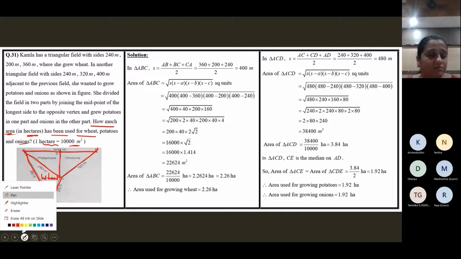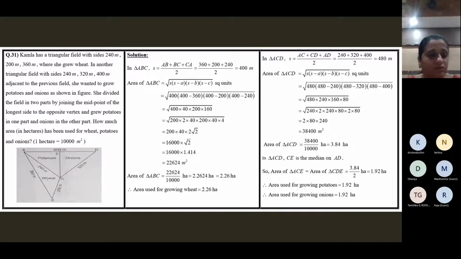So semi-perimeter and all that. The area of this field is 16,000 root 2. I'm talking about the first field ABC. Now the area of the triangle ABC is 16,000 root 2, with the value of root 2 being 1.414. So 16,000 into 1.414 is 22,624 meters square. This is the area of the field in which she grows wheat in meters square. But you will have to find it in hectares.